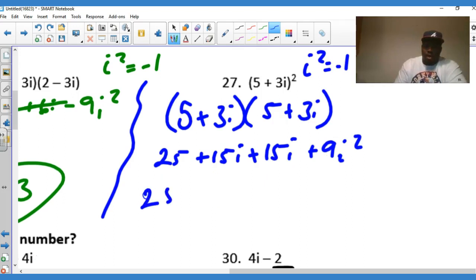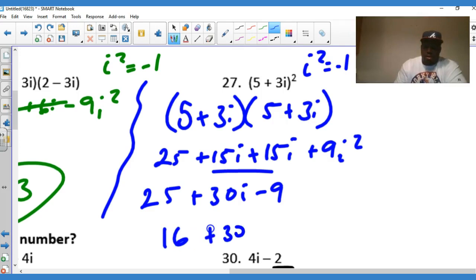So you have 25, and combining like terms, that's positive 30i. And i squared is negative 1, so negative 1 times 9 is negative 9. You have 25 minus 9, that's 16 plus 30i. Final answer right there. So that's multiplying complex numbers.